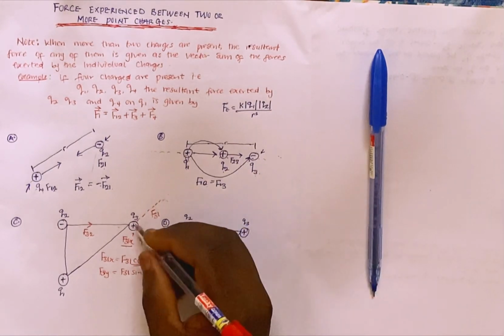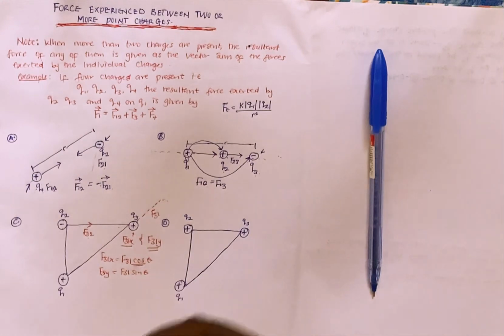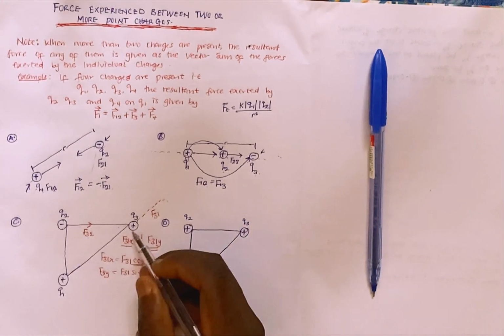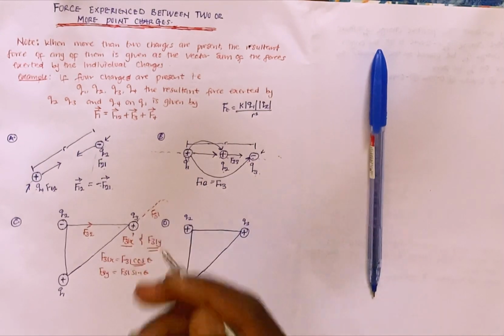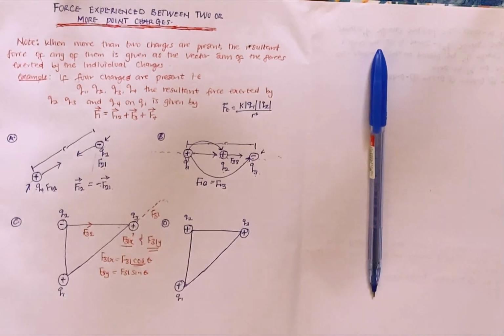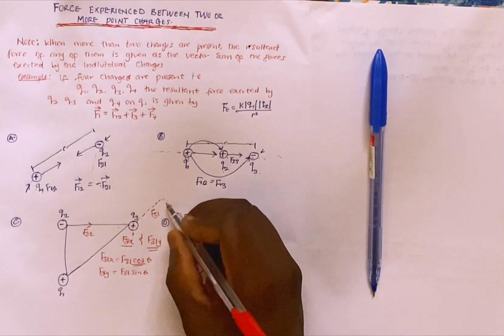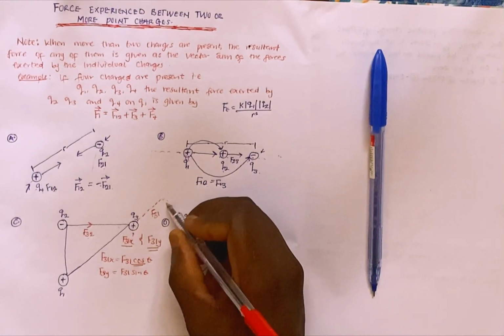horizontal force acting on Q3. I'm having two forces acting on Q3. The first one is the attractive force, and the second one is the repulsive force. The repulsive force is what I just need to resolve into its components because it provides a hypotenuse line here. You get straight now.